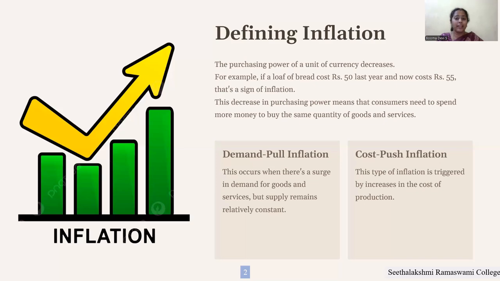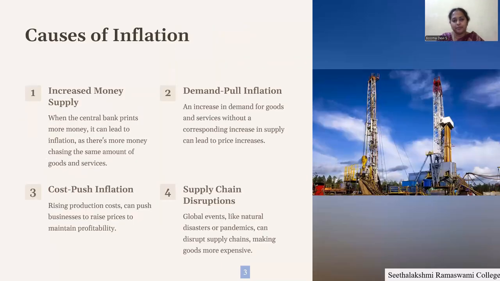Demand pull inflation occurs when there is a surge in demand for goods and services, but supply remains relatively constant. This can be driven by increased consumer spending, government spending, or investment. Next, cost push inflation is a type of inflation that is triggered by an increase in the cost of production. Factors like higher wages, raw material prices, or energy costs can push prices upward.